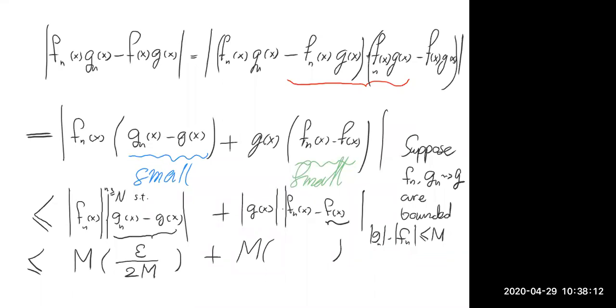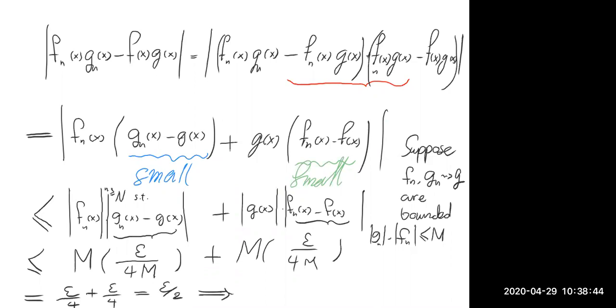Okay, same thing for here. I can make this difference as small as I want, say epsilon over 2, or maybe 4M, more convenient. And epsilon over 4M times M is epsilon over 4, and same thing for the second one, and their sum is epsilon over 2.